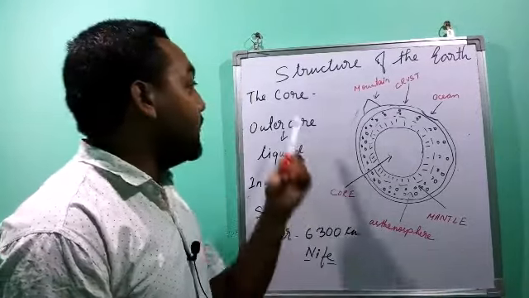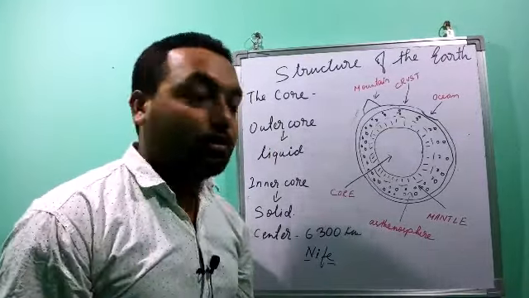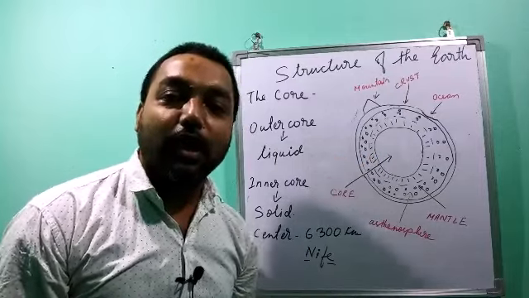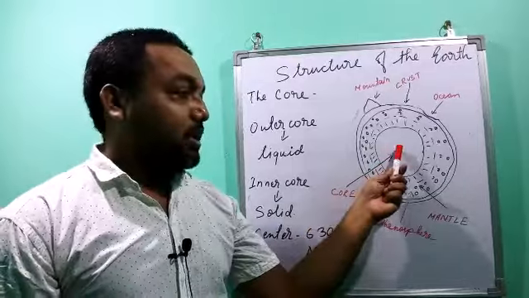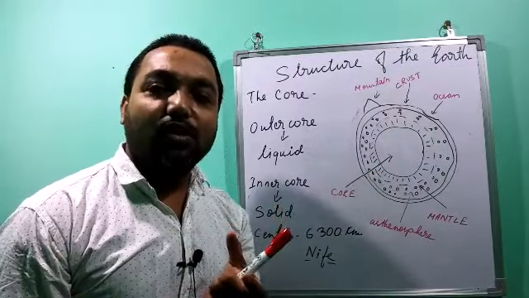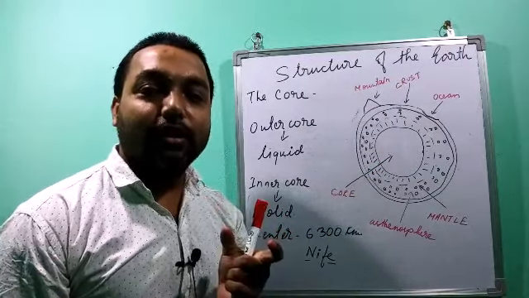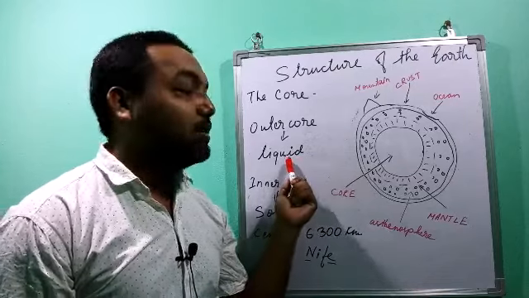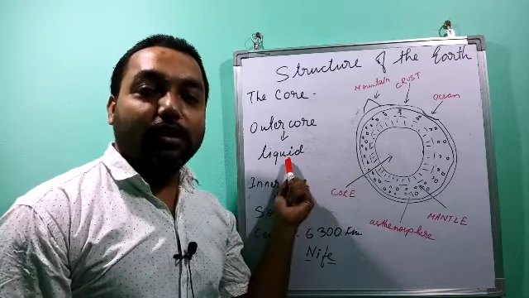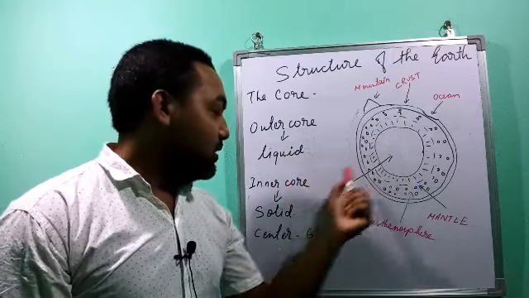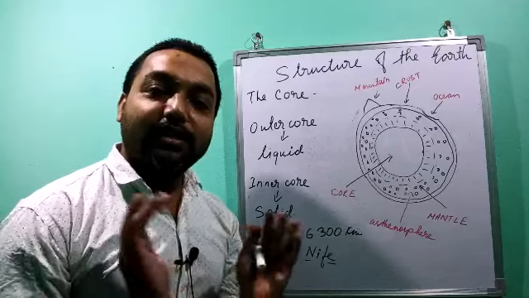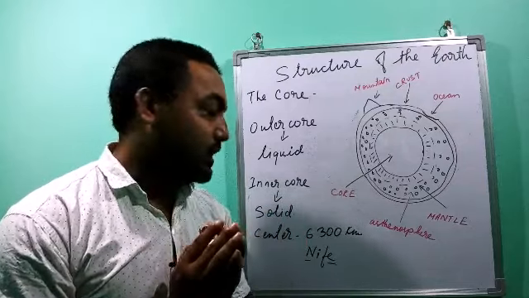Next, go to the next layer, the innermost layer of the earth, that is called the core. The core has been divided into two portions. Very little is known about the core. It is divided into two different layers. The outer layer is in a liquid state. It is semi-liquid, or you can say molten. And the inner layer is in a solid state. Its density is very high, so it is solid.